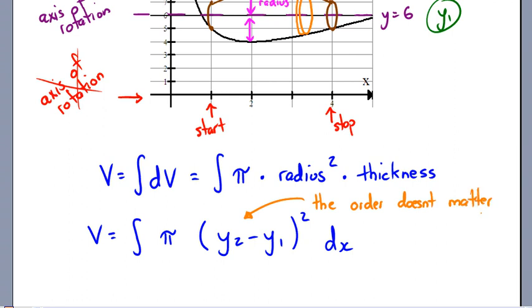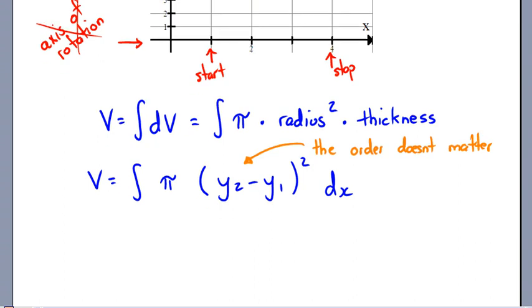I've often seen people who always put the rotation axis last, like the y equals 6. They might put that last. But I'm going to write them both down here just so that you can see it's totally okay. So this particular answer here, I'm going to be integrating. They told me the start number is x equals 1 and the stop number is x equals 4. So from 1 to 4. And I'm going to have a pi.